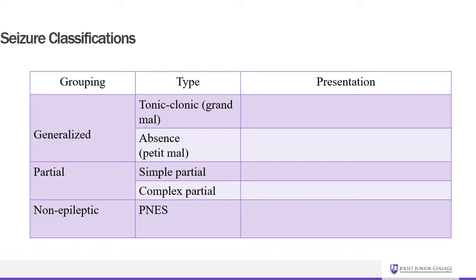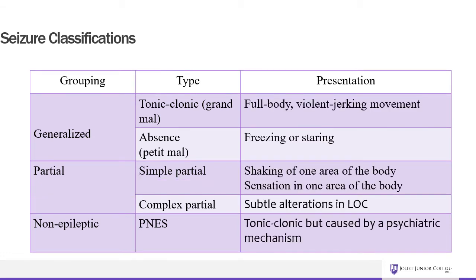So we can classify our seizures into generalized, partial, or non-epileptic. When we talk about our generalized seizures, that's our tonic-clonic, our grand mal seizure, and we have that full body violent jerking movement. In an absent seizure, again, usually a child, they just freeze. They just sit there staring off, totally oblivious to their surroundings.